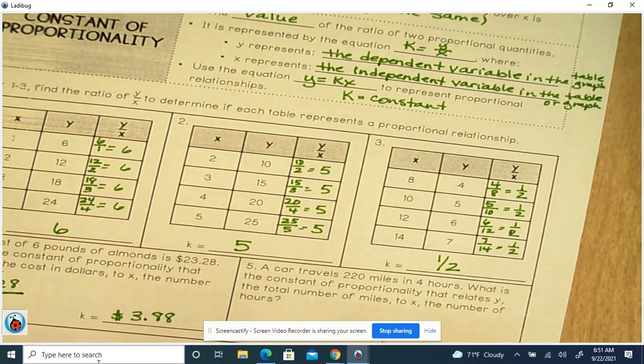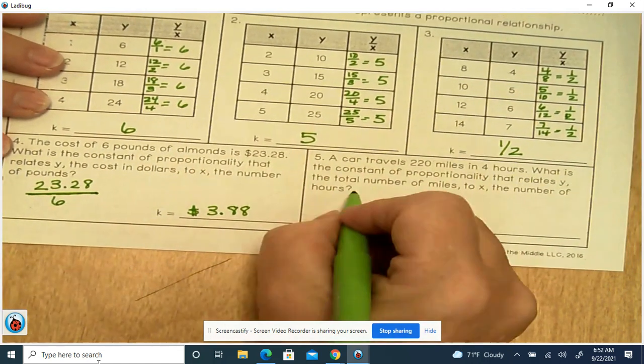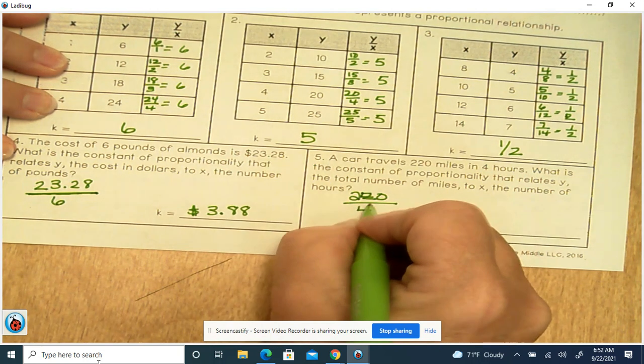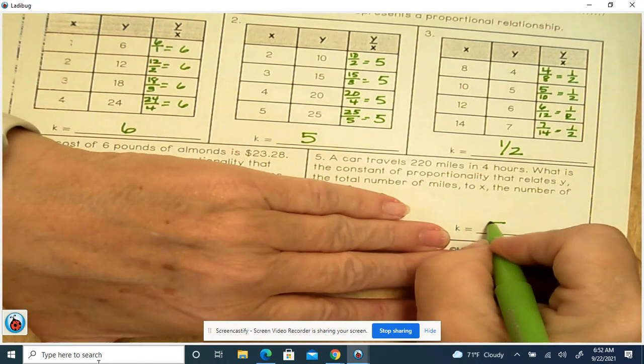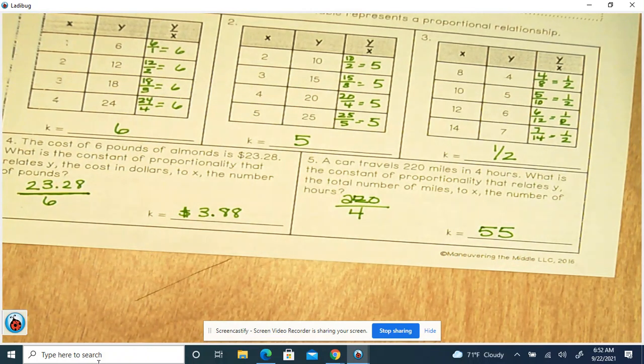So we just divide that. This line means divide. And then number 5 says, a car travels 220 miles in 4 hours. What is the constant of proportionality that relates y, the total number of miles, to x, the number of hours? And here, we would say 220 divided by 4, and that gives us 55 miles. So every hour they go 55 miles.